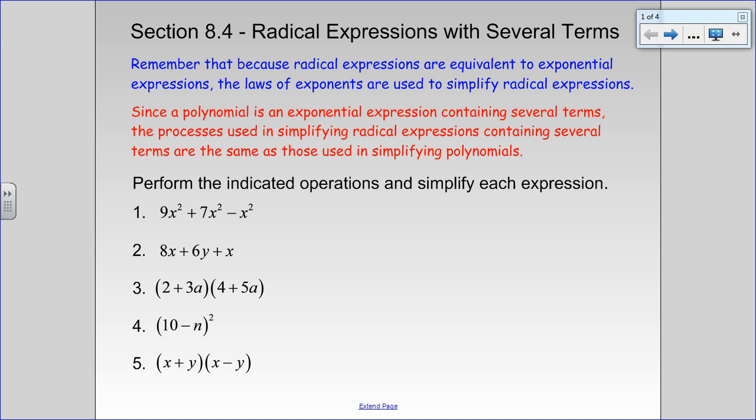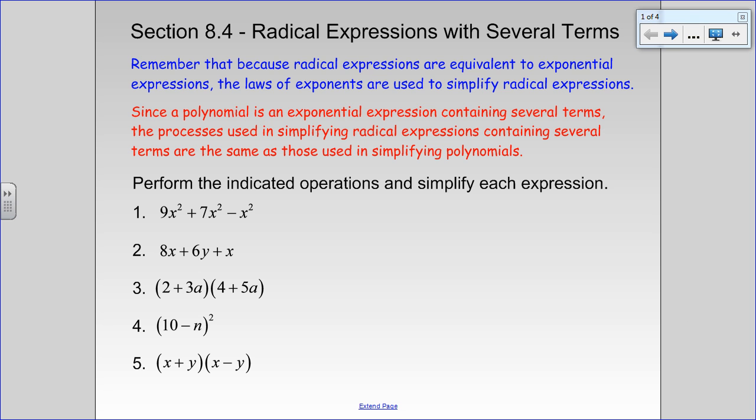Let's first review these processes for polynomials, and then we'll apply them to radical expressions containing several terms. At this point, you can pause the video and try the 5 problems shown on the slide. When you're finished, restart the video to see the solutions.